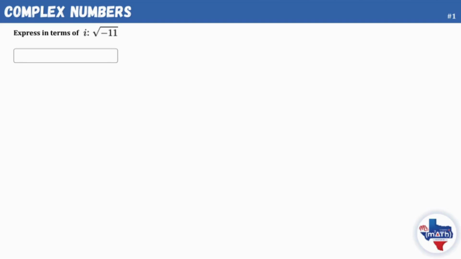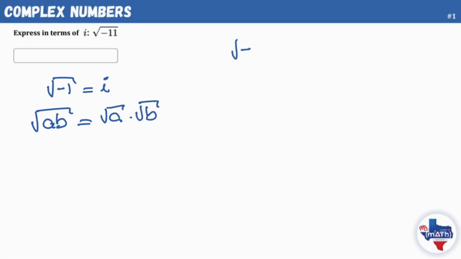Today we're talking about complex numbers. Okay, so we need to express in terms of i the expression root of -11. So what are we planning on doing here? Let's remember that root of -1 is equivalent to i, and also the property that the root of a times b is equivalent to the root of a times the root of b. Therefore, the root of -11 will be equal to the root of -1 times the root of 11. And we know that this expression is i. The root of 11 is right there, and then just with the i.